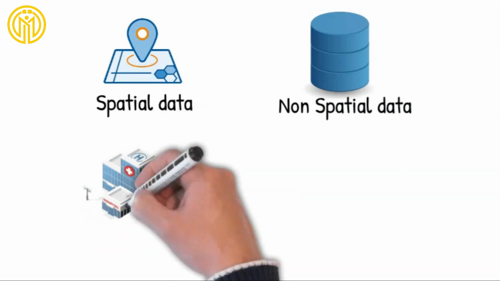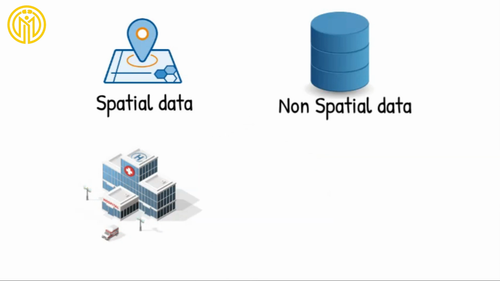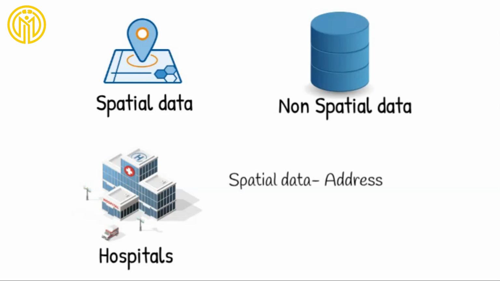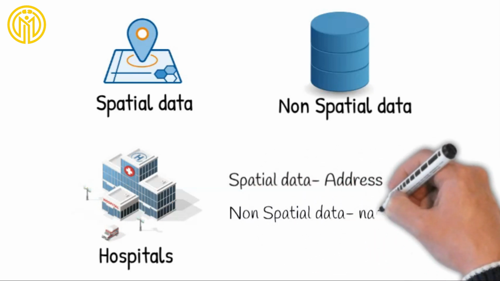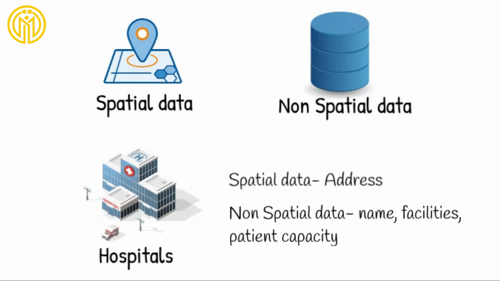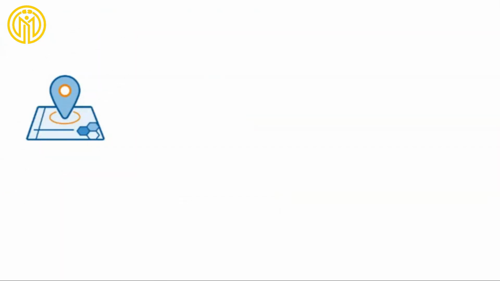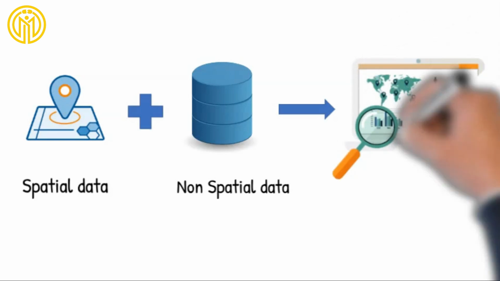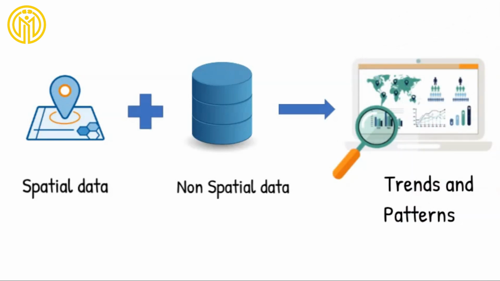For example, hospitals. The actual location of the hospital, like the address, is spatial data, and additional data like hospital name, facilities, and patient capacity are non-spatial data. Combining spatial and non-spatial data in layers by using GIS techniques often reveals trends and patterns that help individuals and organizations better understand geographical and physical phenomena.